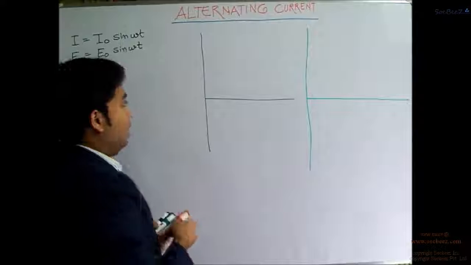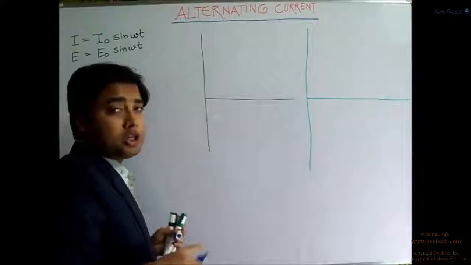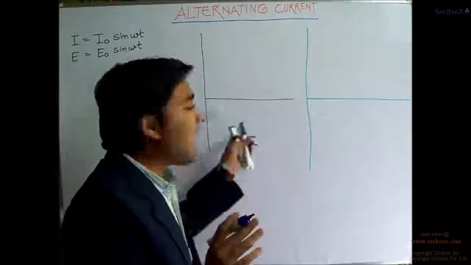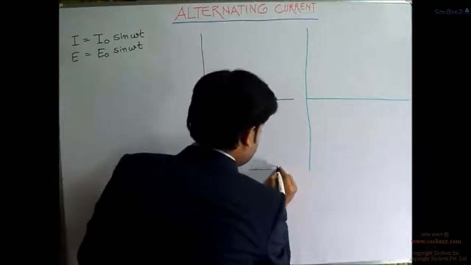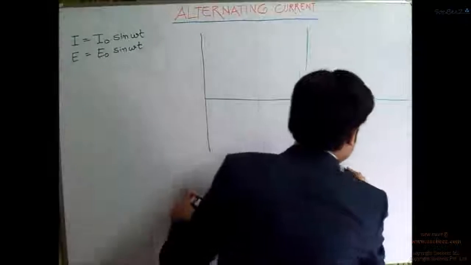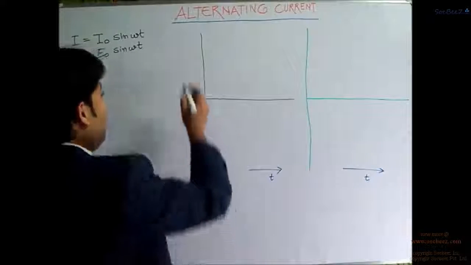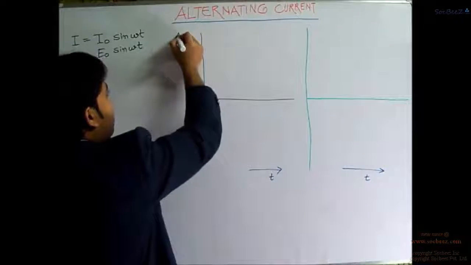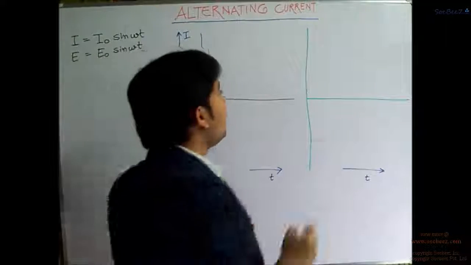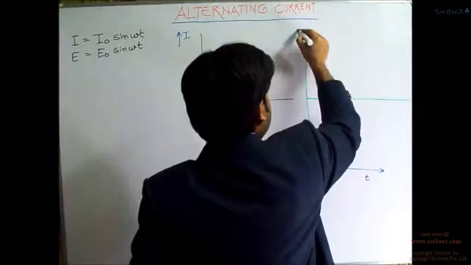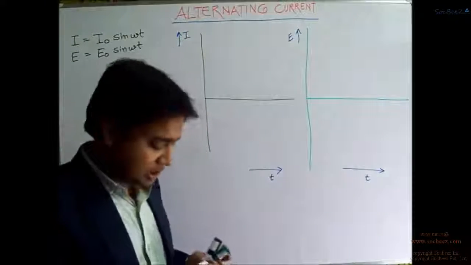So over here now we will be taking both with respect to time, because it changes its magnitude, both I and E with respect to time. So this will be with respect to time, as well as this curve will be with respect to time. But over here we will be taking the values of I, or the alternating currents, and over here we will be taking the values of alternating EMF, right?